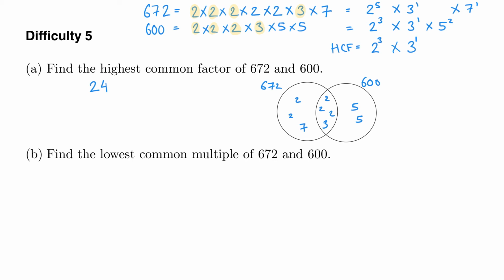The highest common factor is what we've got in this intersection, or this overlapping part. 2 times 2 times 2 times 3. It's basically what we've highlighted, or what we did over here. 2 cubed times 3 to the power of 1. That's 2 times 2 times 2 times 3.